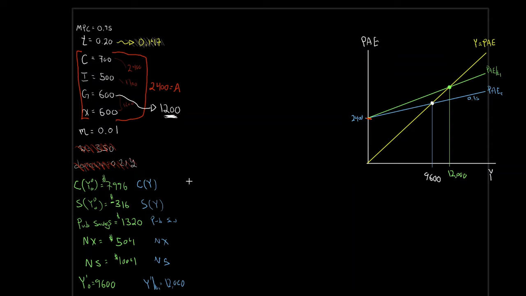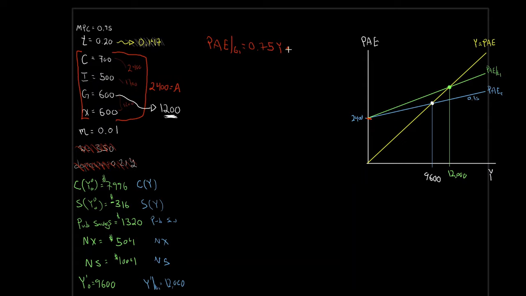So if we work that through, what colors do we have already? We have green, we have blue. Let's do a red planned aggregate expenditure curve. We're going to have our planned aggregate expenditure given government one, which is going to be equal to, well, our marginal propensity to spend. Hey, that's going to be just what it was before our tax change. That is 0.75.